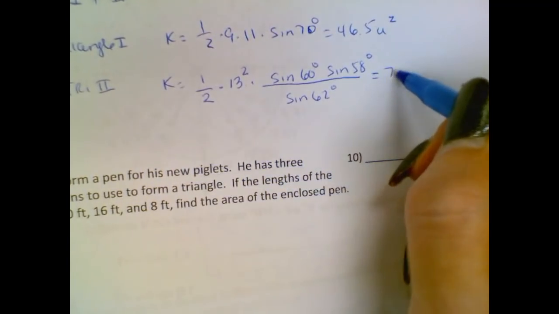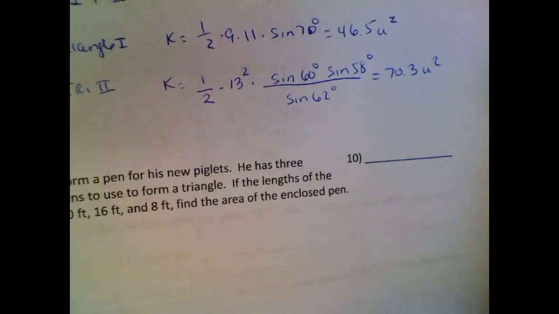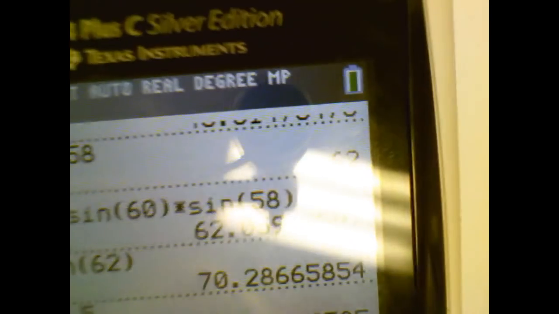Now that's not your final answer. So now you're going to take 70.3 and add it to 46.5. For a total of 116.8. That's your total area.